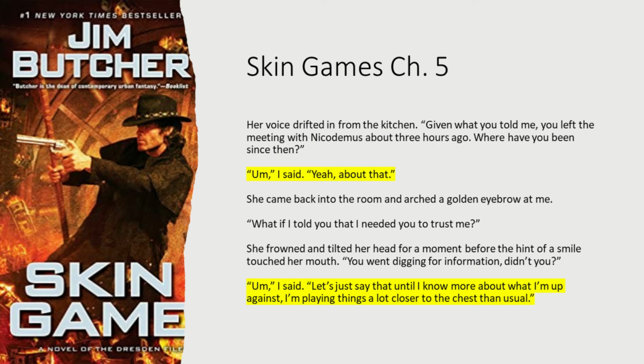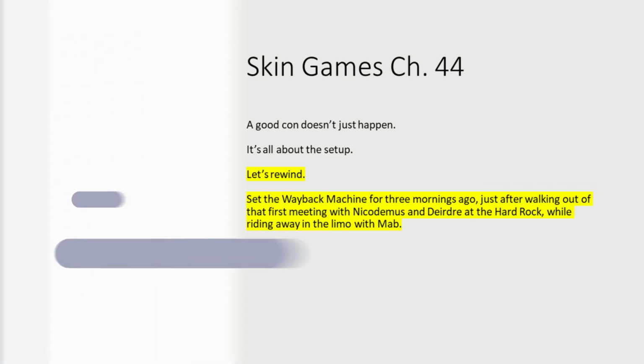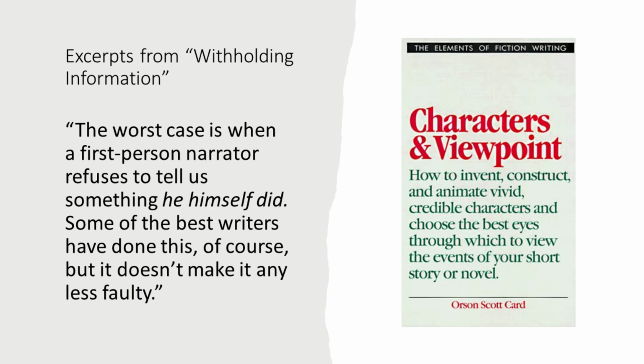The Dresden Files engages in the worst version of this in the 15th book, Skin Game. In it, Harry Dresden does something between chapter 4 and 5 which does not get revealed until chapter 44. Not only is this cheating, a first-person narrator can only withhold info so long as they tell us what they knew at that point in time. It also handicaps the story.